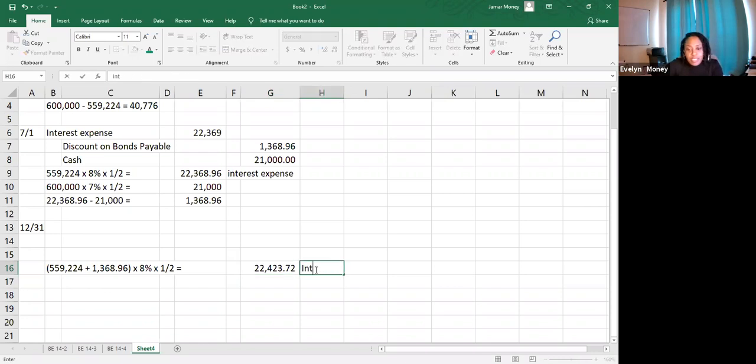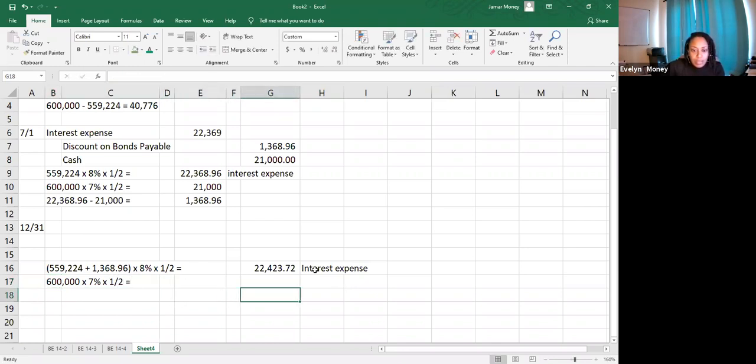But this number is our interest expense. The interest payable, which is equated to the cash, is still the same number, still the 600,000 times the 7% times a half. That's my cash, or in this case, interest payable.